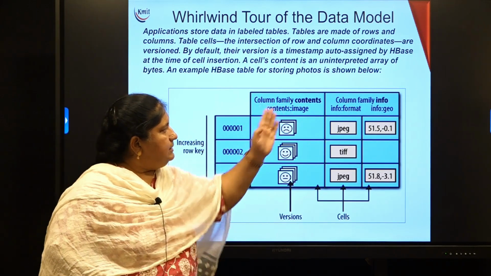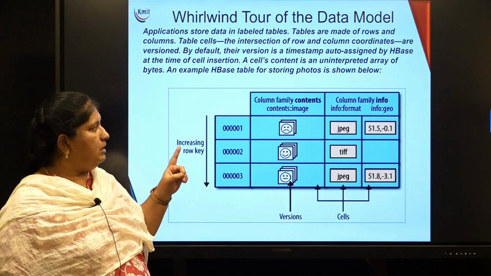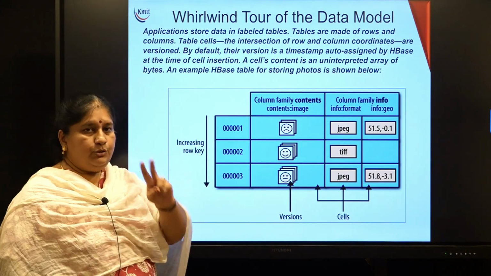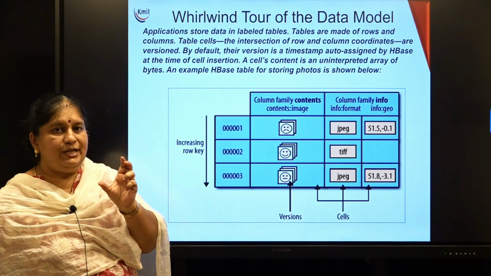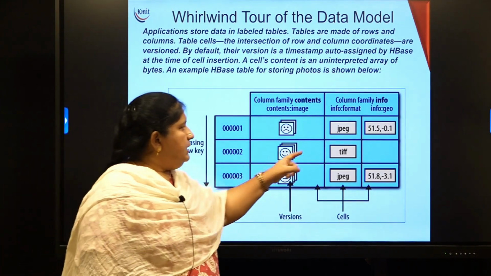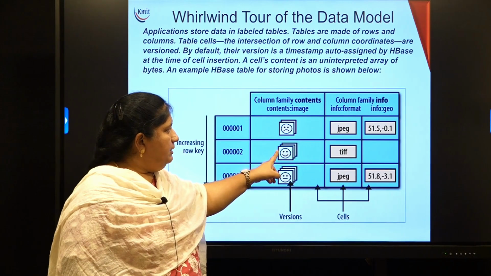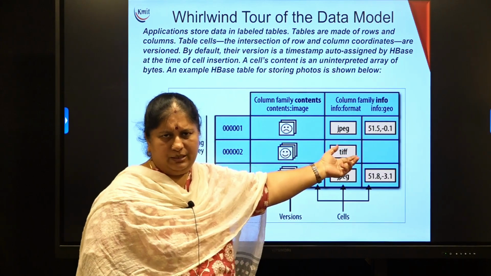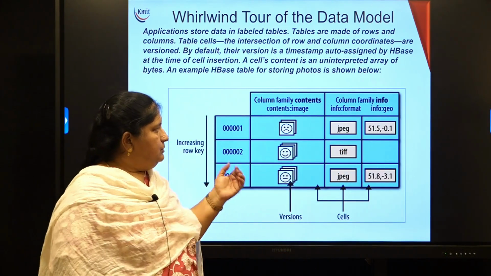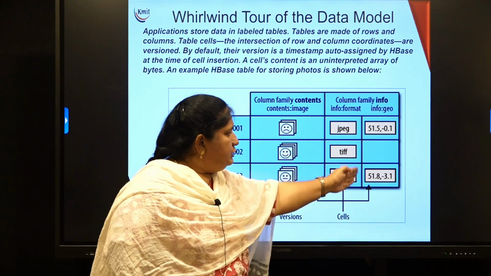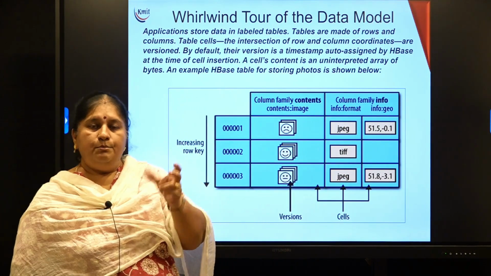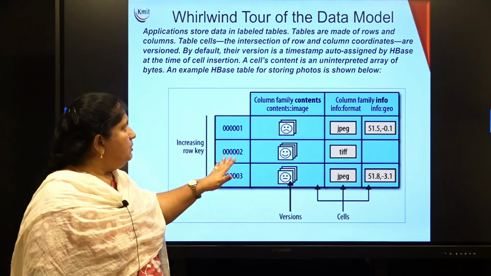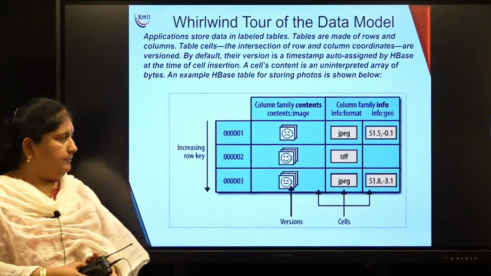Then what is the next column? The next column is information, and it contains 2 members. The first one is the format of the image, and the other is the geometrical or geographical information, whichever you consider. So this column is again split into 2 values, but both of them belong to the family called information. This is how HBase will try to model the data.